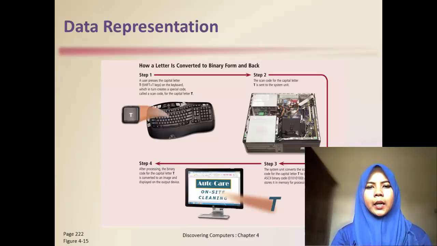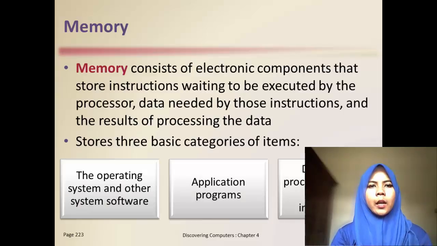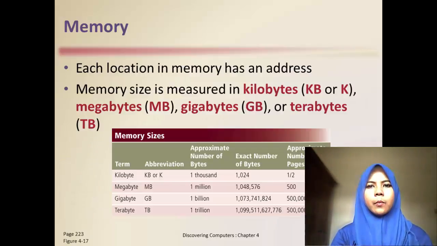Memory. Memory consists of electronic components that store instructions waiting to be accessed by the processor, data needed by those instructions, and the results of processing the data. Memory stores three basic categories of items. Each location in memory has an address. Memory size is measured in kilobytes (KB or K), megabytes (MB), gigabytes (GB), or terabytes (TB).